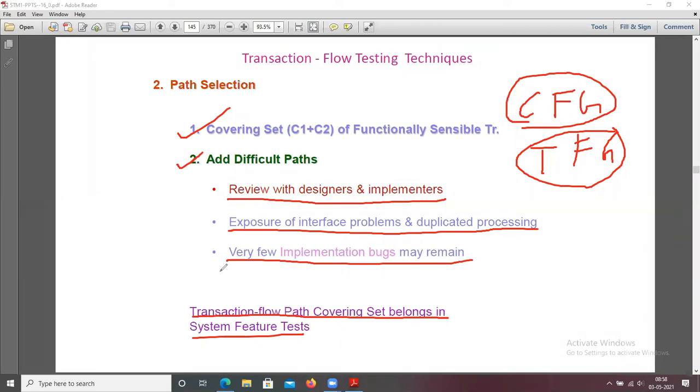Start covering a set of paths based on functionally sensible transactions and confirm with the designers. Now do exactly the opposite of what we did for unit testing and find the longest, strongest path, from entry to exit of the transaction flow.